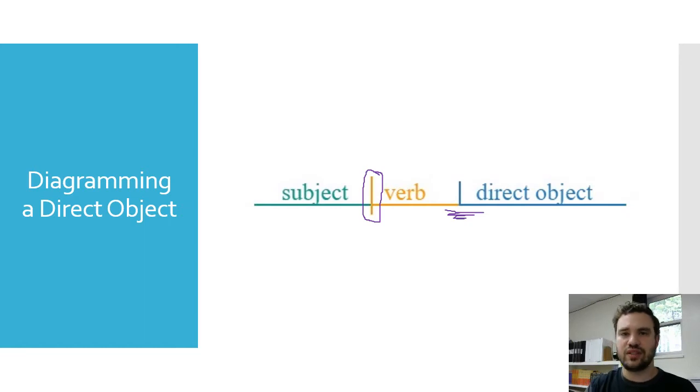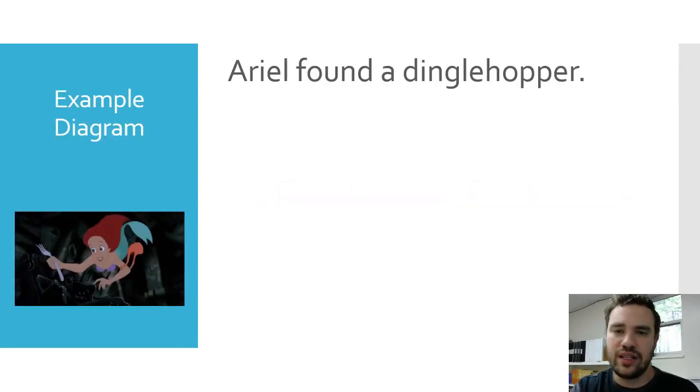It stops. And so that's the difference between the line separating the subject and the verb and the line separating the verb from the direct object. So we've got subject, vertical line, verb, vertical line that only comes to the horizontal line, does not go past it, and then direct object. And the direct object, of course, receives the action of the verb. So let's look at a practical example here.